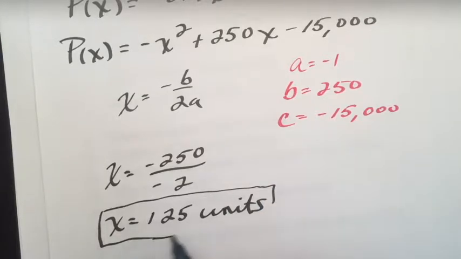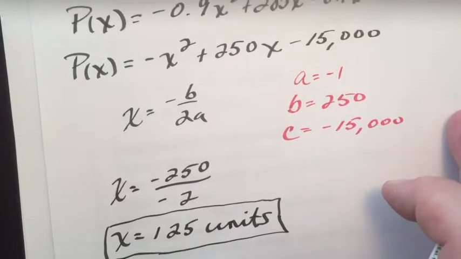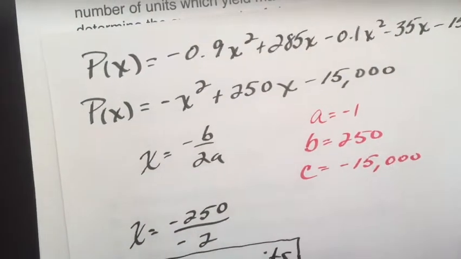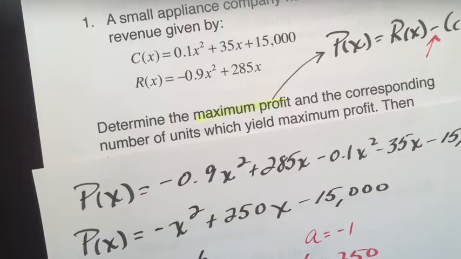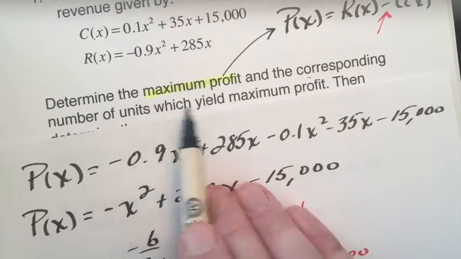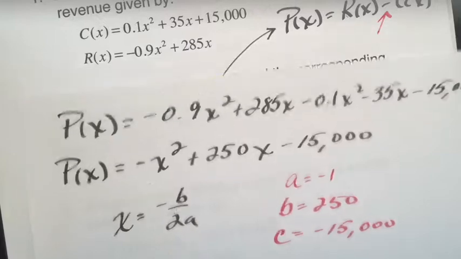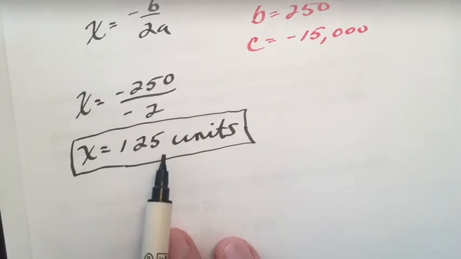We know that 125 units will give us a maximum profit. We want to make sure that we answer the question. It says up here, determine the maximum profit and the corresponding number of units which will yield that maximum profit. Well, we have not determined the maximum profit. We've been dealing with X. We've determined the corresponding number of units which will yield the maximum profit. The question is, how do we come up with the maximum profit? And it's not too bad.